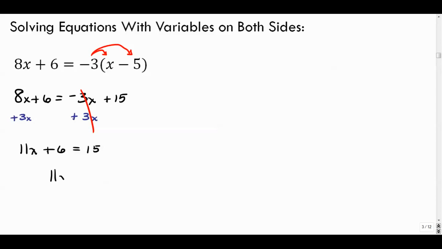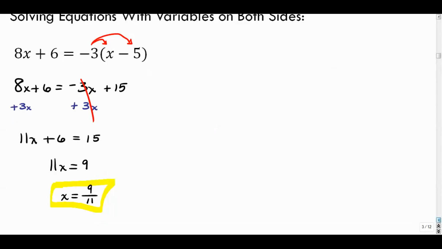Subtract 6. 15 minus 6 is 9. And your answer is 9 over 11. Again, that's an exact answer. I don't have any interest in turning that into a decimal. We'll leave it like that.